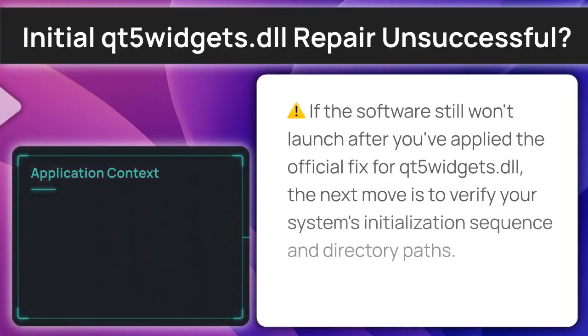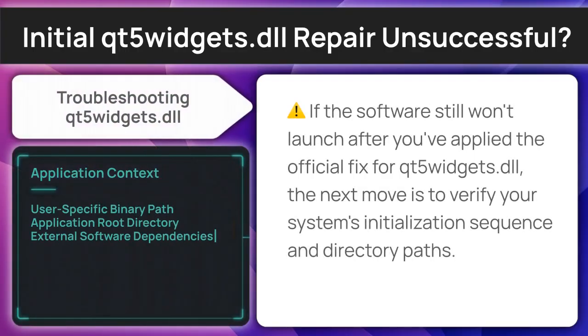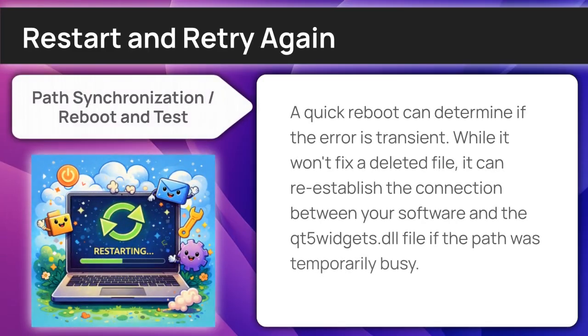If the application still won't initialize, we need to shift our focus to how the Windows loader is interacting with the library. Performing a restart can determine if the error is just a transient environment glitch. A reboot refreshes your system's path variables and can sometimes reestablish a broken link to the qt5widgets file.